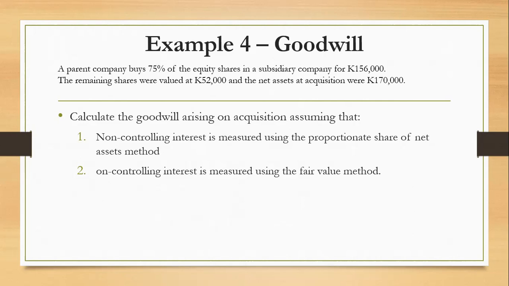After buying 75% of the shares at 156,000, 25% of the shares was 52,000. So you add 156,000 plus 52,000, less the net assets at acquisition of 170,000. It gives you the difference. That is the goodwill. You get me? So we had already explained what proportionate share of net assets is and the fair value method when we actually introduced this particular topic.